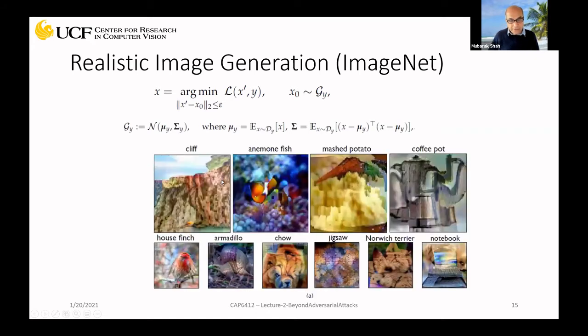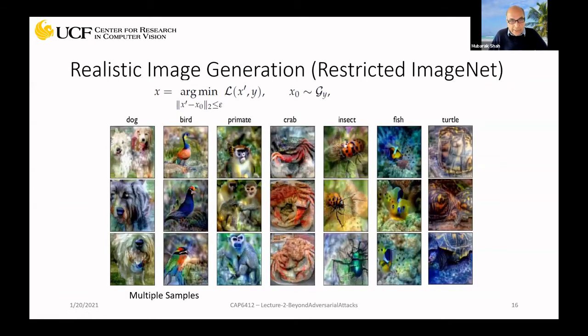So here are the synthetically generated images using this simple minimization, from a cliff class, fish, potatoes, and so on. They look pretty interesting. We can generate more samples. These are different samples of dog and different samples of bird, again using the same thing. It's a pretty simple thing. We have a loss function, we apply PGD, differentiating with respect to the image pixels, and those pixel changes give you the loss function minimized for that class.